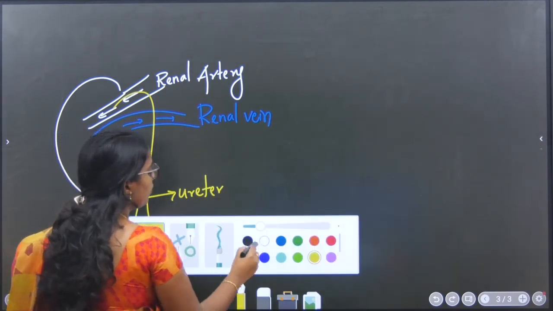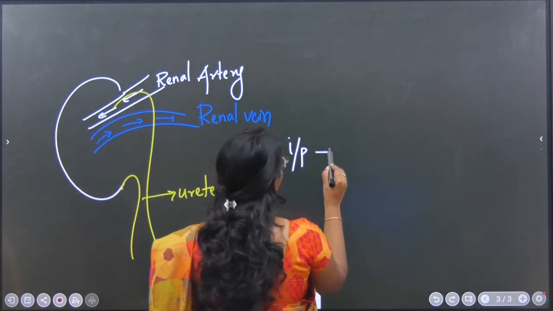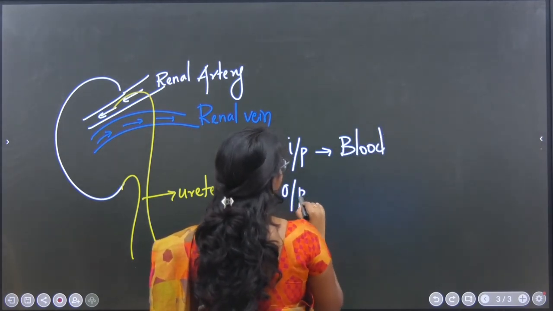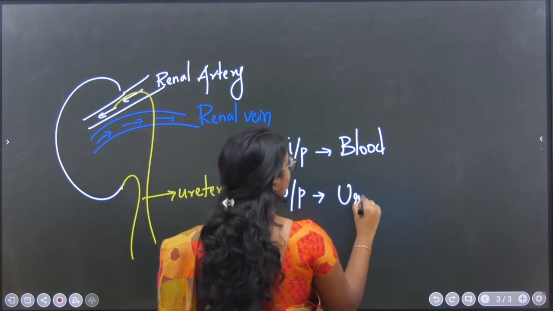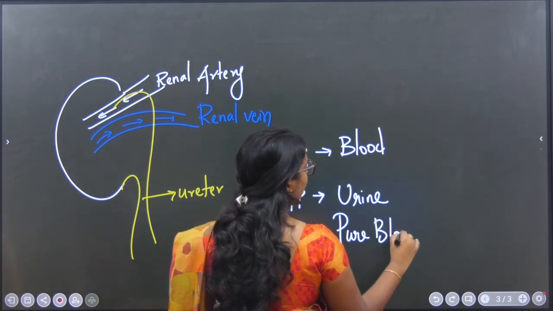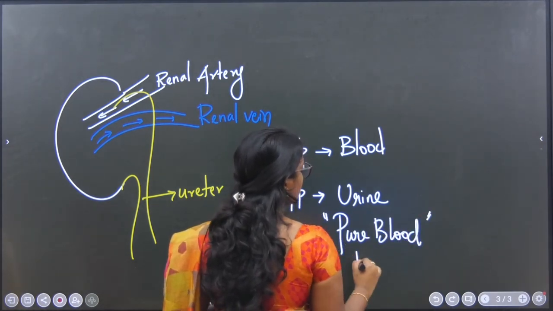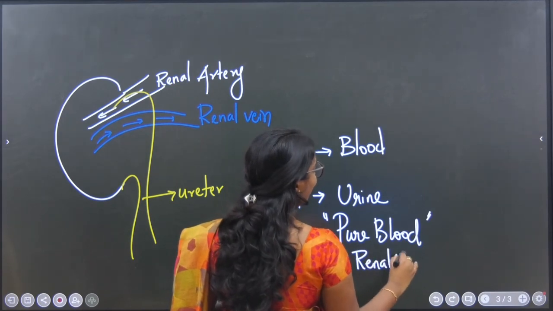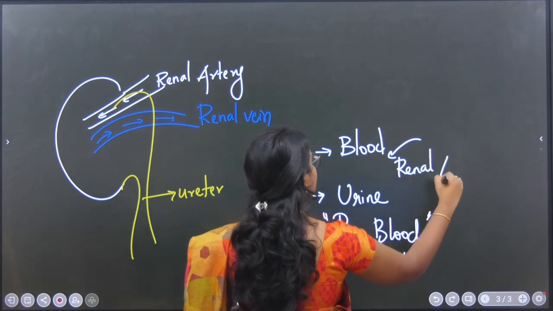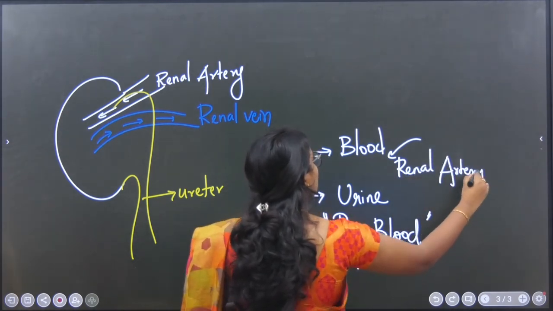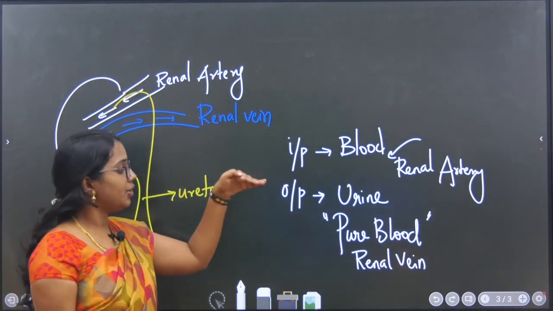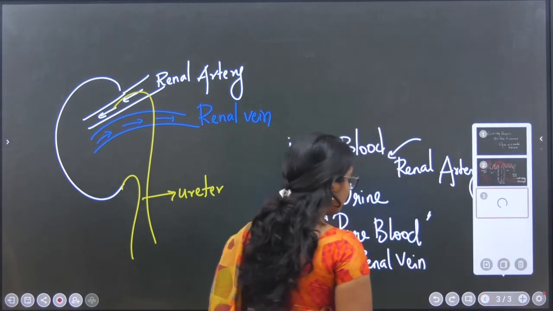So what is the input of kidney? Which is nothing but blood. And what is the output of kidney? Which is nothing but urine and pure blood. Pure blood in the sense the blood which does not contain any waste will be given out through renal vein, and the blood which enters through renal artery is the input. So renal artery enters inside the kidney and the renal vein leaves the kidney, and next we will see what happens to renal artery.